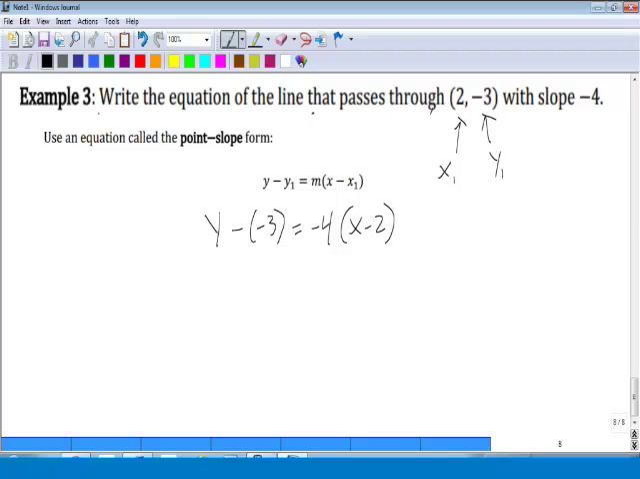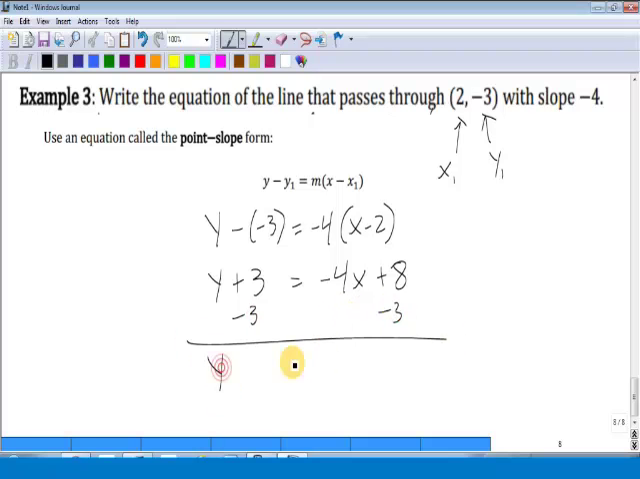Now, the final answer needs to be in slope-intercept form. So let's go ahead and say y plus 3 equals -4x plus 8. And then one more step, subtract 3, subtract 3. y equals -4x plus 5. That felt so much better. I don't know how you felt about it, but that was way better for me.